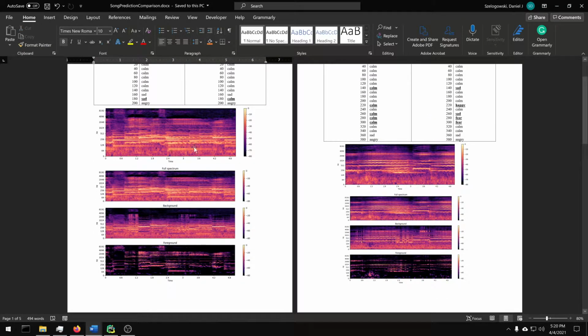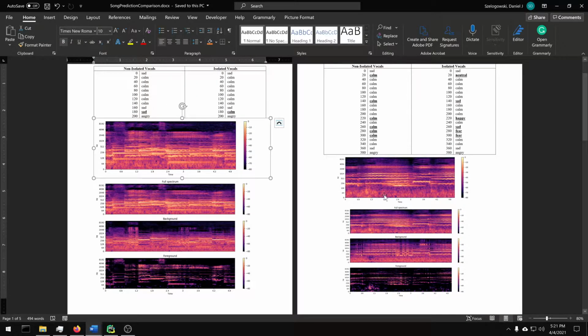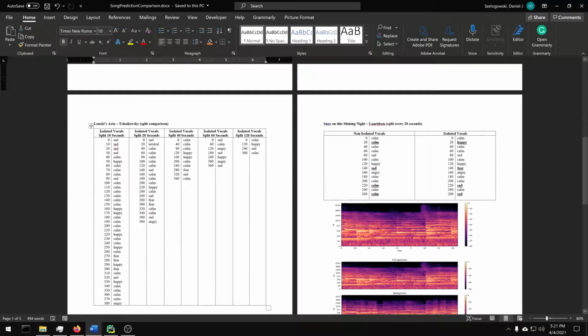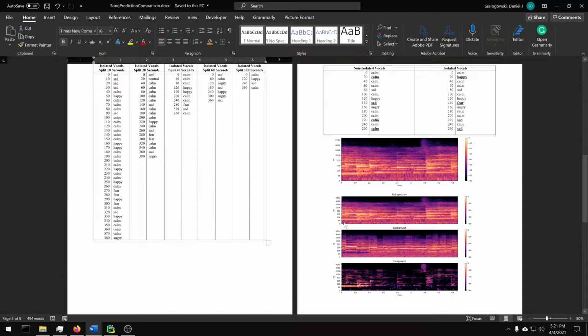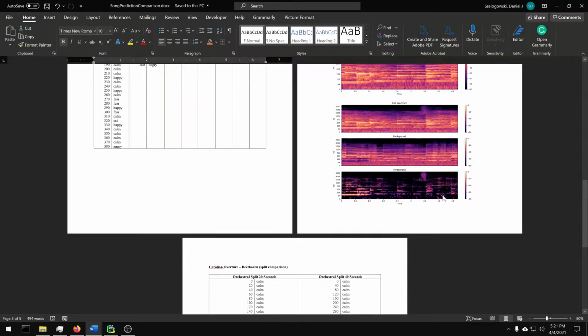So right here, when we're looking at this full spectrum, these little bright wavy yellow lines, those ones are the voice. So if we look here in Lensky's aria, we can see kind of the different harmonics as it goes higher up in frequency. Interestingly enough, even with a full choral piece, there's still a pretty clear lineup as to where the vocal range lies.